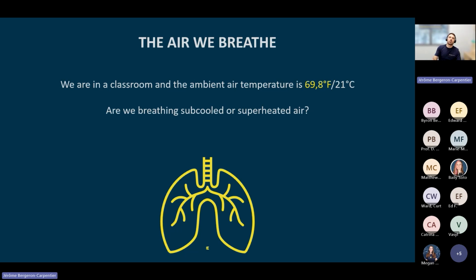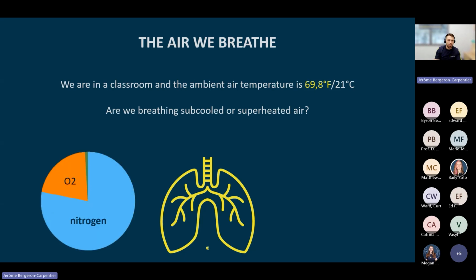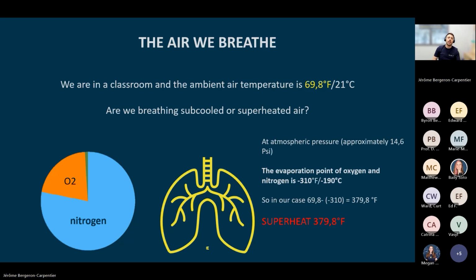superheated air? And then people start like, oh, I really don't know, or think about it. And there's a lot of time where people do not really understand what subcooling or superheat is. So in that case, I just go ahead and say, well, basically the air we're breathing right now in the classroom is composed of nitrogen and oxygen, right? And at atmospheric pressure, because we are not under pressure, right? We're still at atmospheric pressure, well, basically at 14.6 psi.